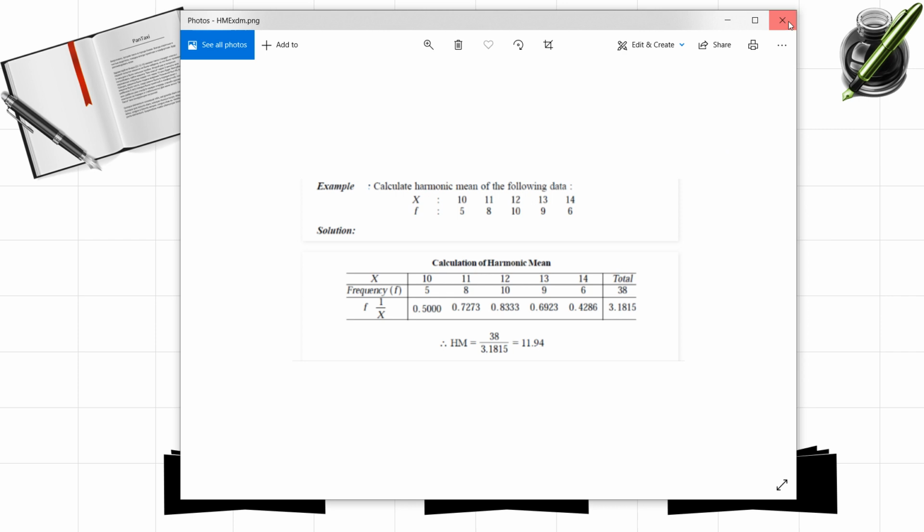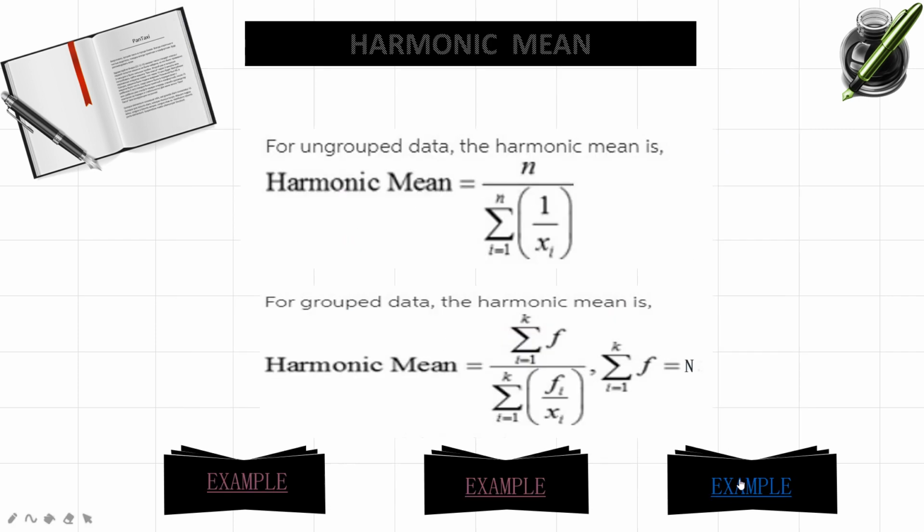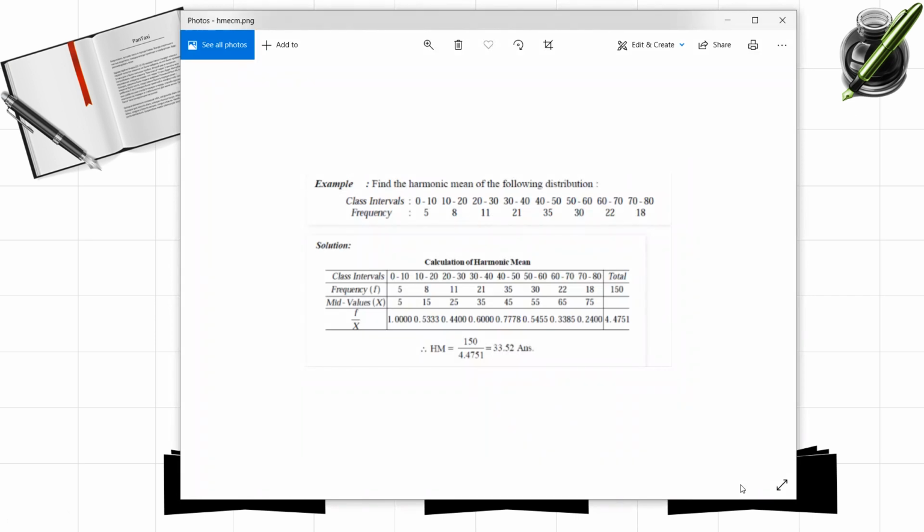Now let us see how to calculate the harmonic mean in case of continuous series. For continuous series, the first step is always finding out the mid values. Here also we are going to find the mid values. First class is 0 plus 10 by 2, which is 5. For the second class, 10 plus 20 by 2, which is 15, and so on.